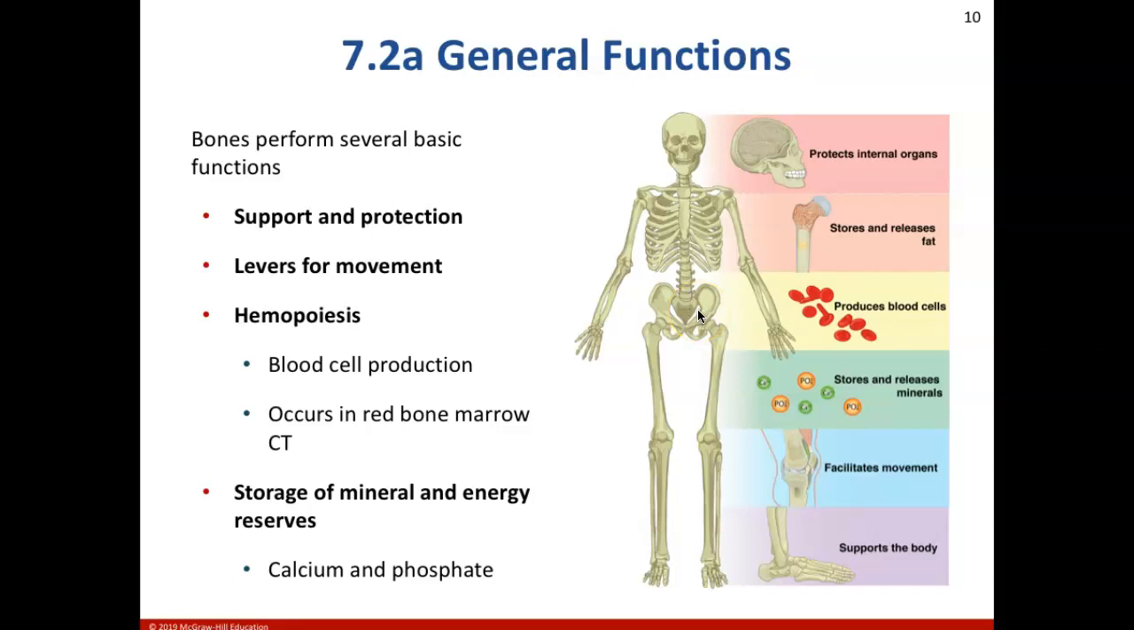We have the levers, the bones serving as levers for movement. And we all know that that is going to work within our muscular system in order to accomplish that. We have the process of hematopoiesis, which is blood cell production. And this takes place within the red bone marrow, which is going to be connective tissue. And then we have storage of minerals and energy reserves. So within our bones, we have calcium and phosphate that we can also pull out if needed.